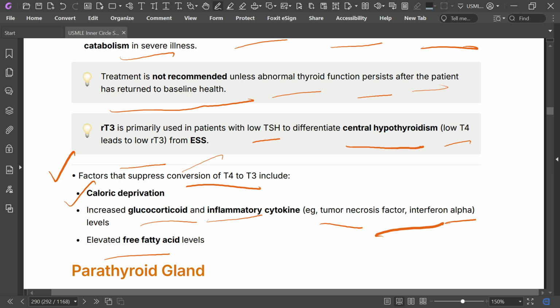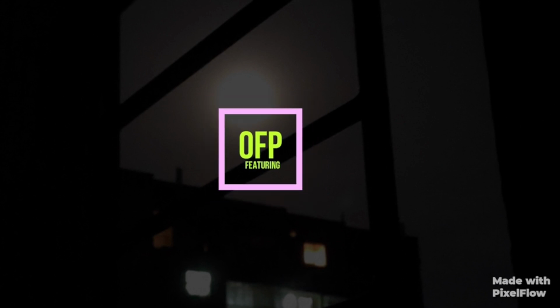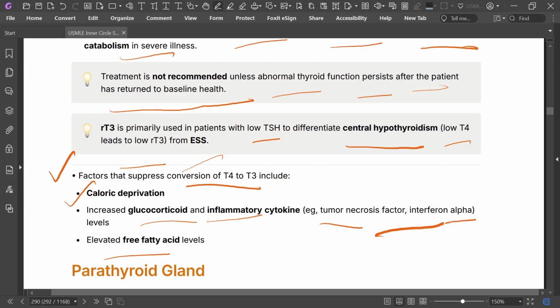Okay, and the murmur, can you tell me the name of the murmur? Do you want to hear the murmur again? Okay, it is aortic stenosis.